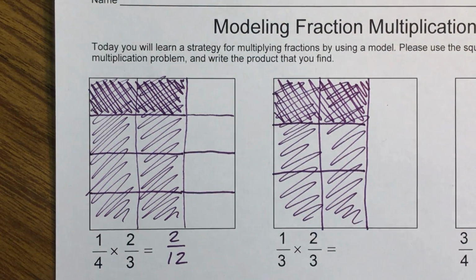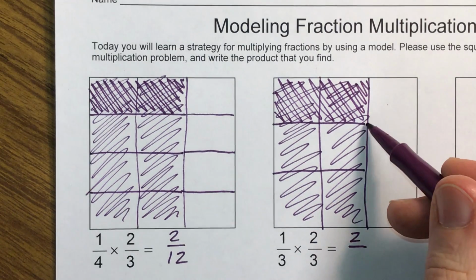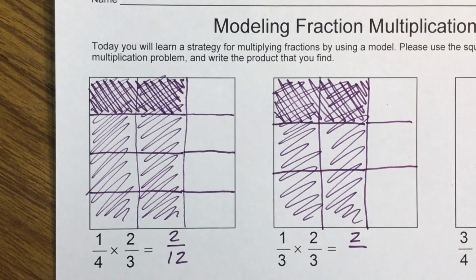Well, I can see once again I ate 2 brownies altogether, but these are bigger brownies because it only takes 9 brownies of this size to fill up the entire pan. So the product in this case is 2/9.